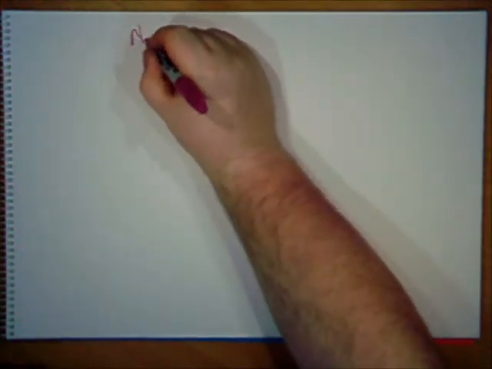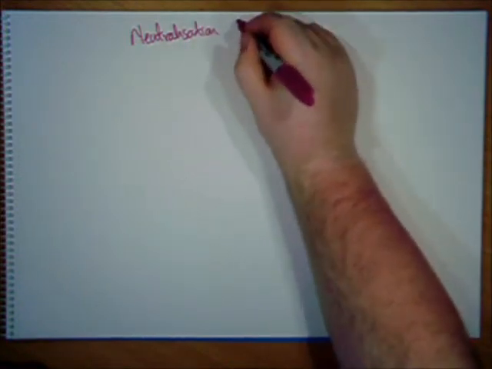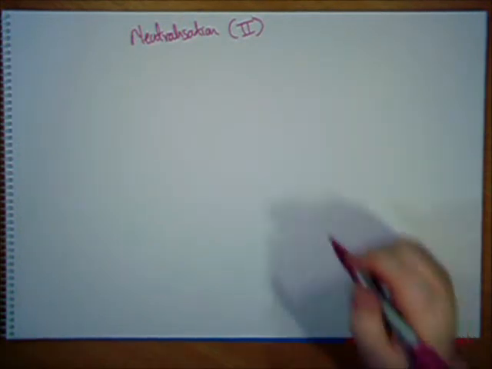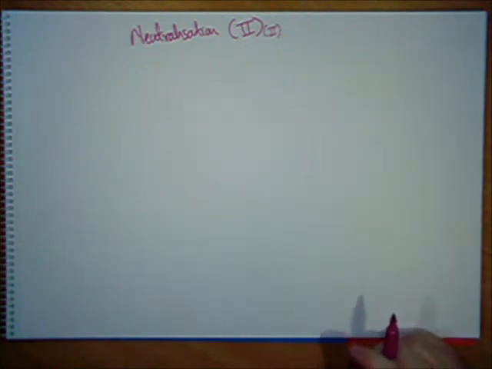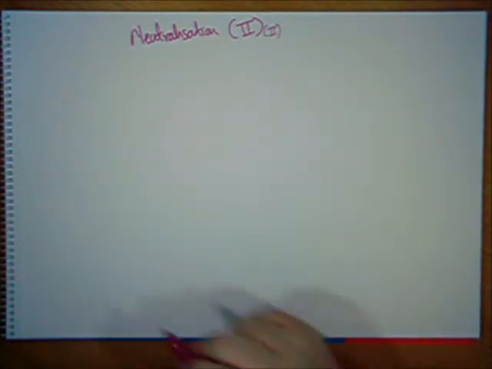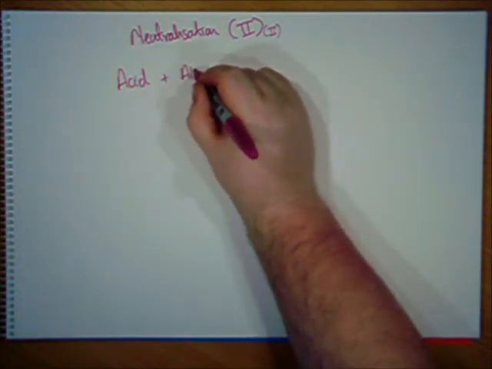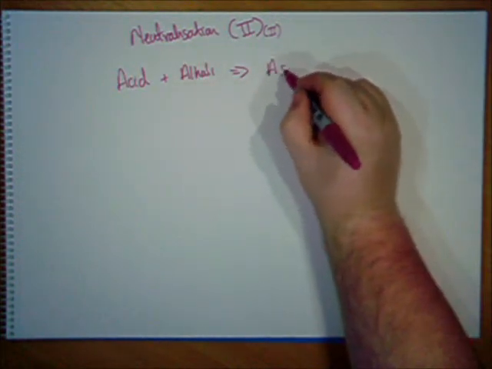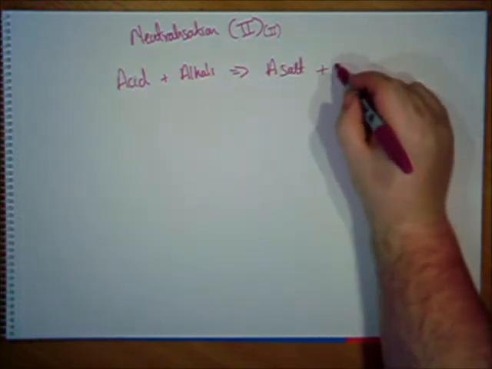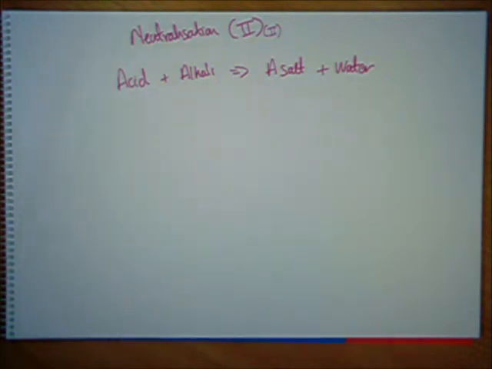A little bit more on neutralisation. Part 2 again. This is the second part of part 2, which means it's part 2 probably. Anyway, the second pattern we looked at was this one, an acid plus an alkali making salt and water. Now remember, an alkali is simply a base that dissolves in water.